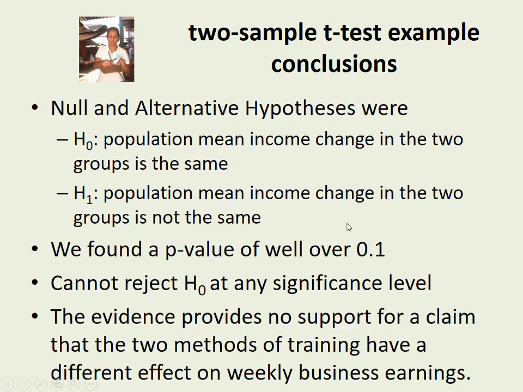So this is just writing that down again. Found a p-value of well over 0.1, so you can't reject H0 at any significance level. It doesn't make sense to reject it. So the conclusion would be, for the policymakers and other non-technical readers, that the evidence provides no support for a claim that the two methods of training have a different effect on weekly business earnings. So that would be the conclusion.